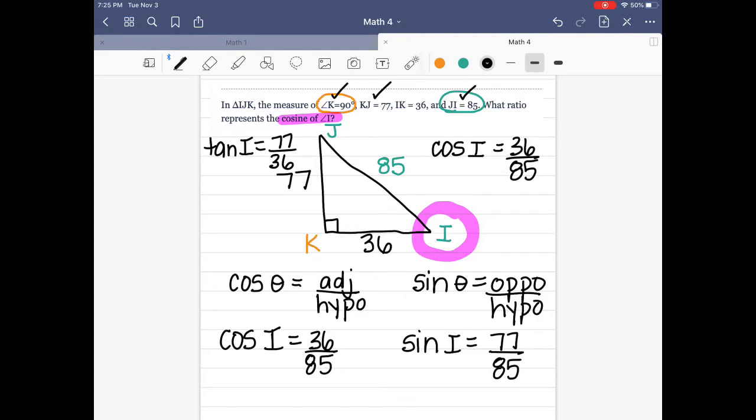All right, so make sure you label your triangle. Just draw a general triangle, and make sure you label your right angle, and make sure you label your hypotenuse, and then fill in the rest of the information.